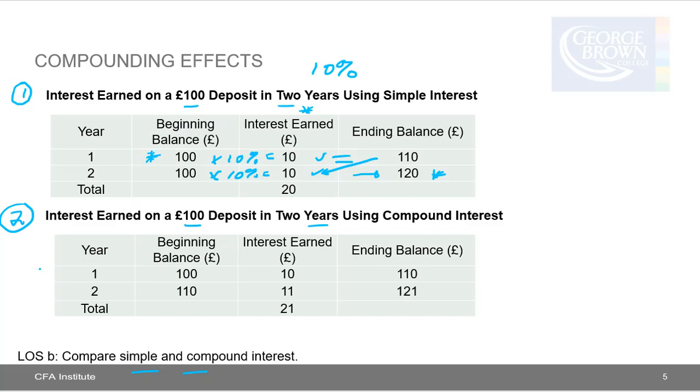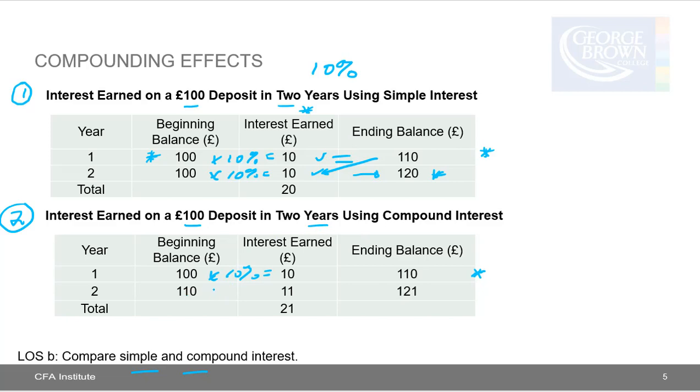Now, however, when we move to compounding interest, you can see that in the first year it's 10%, so it's the same calculation. 100 pounds times 10%, we're going to earn 10 pounds of interest. So at the end of the first year, you can see our balance is exactly the same, regardless of whether we're using simple interest or compounding interest.